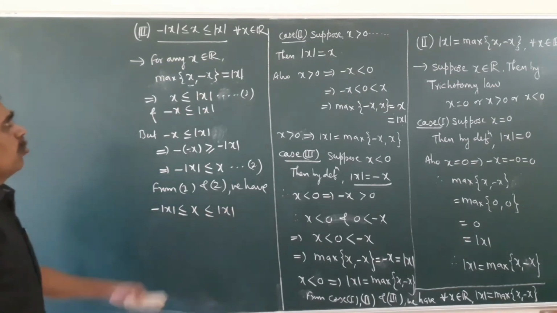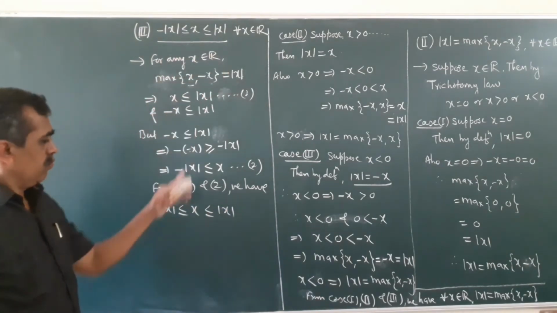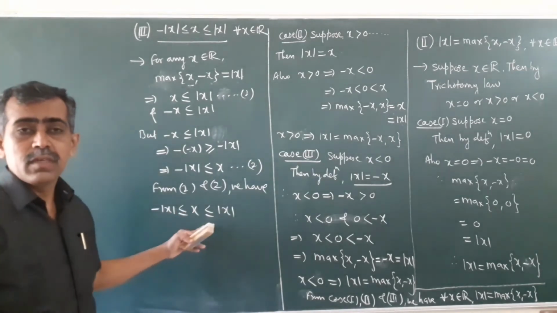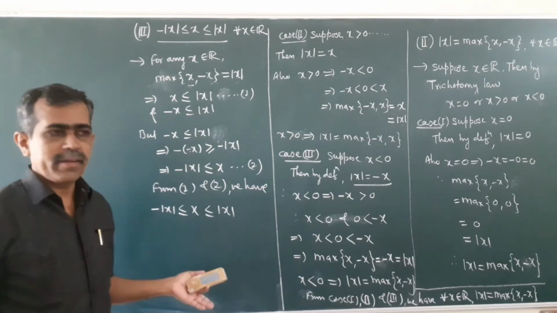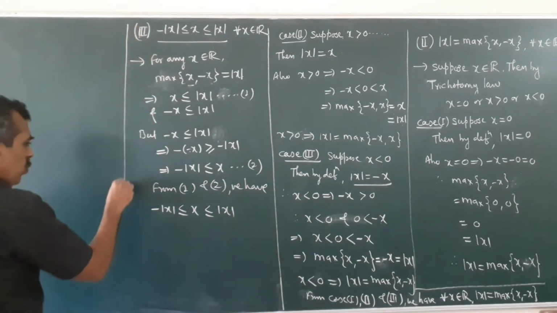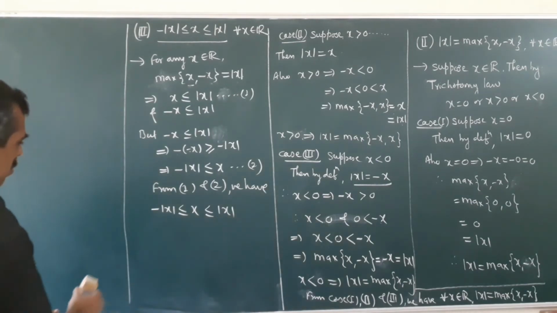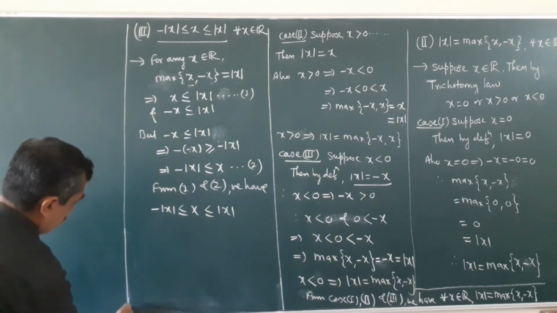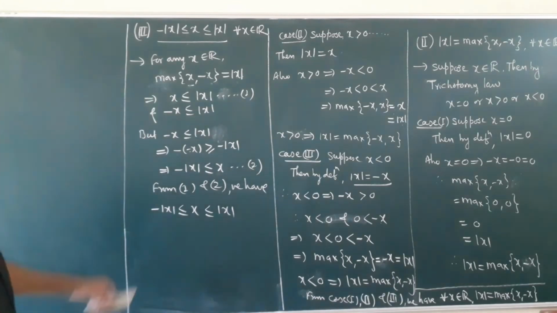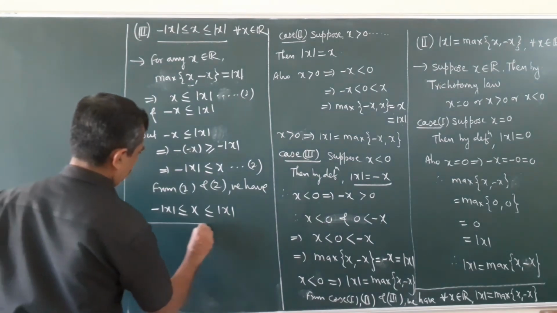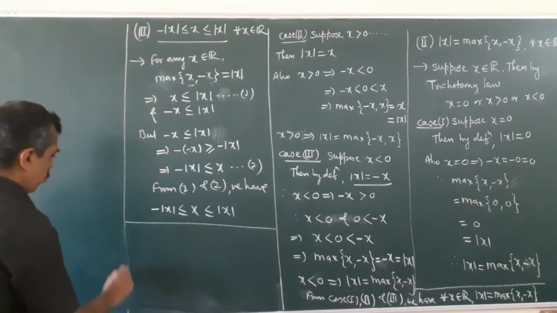So for any x in R, x always lies between minus mod x and mod x. So this is a very useful result. We have to use this result in further discussions repeatedly. So this is the next property of real numbers. Now we will go for another.